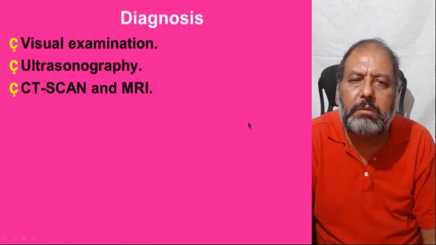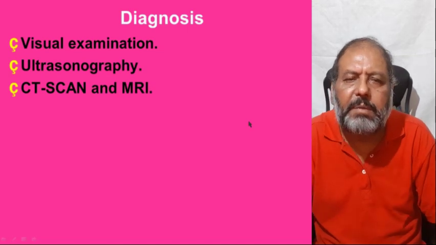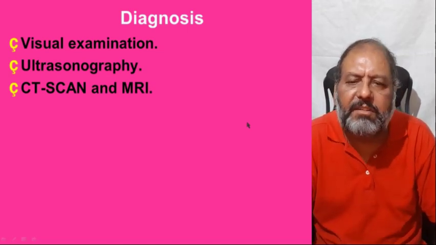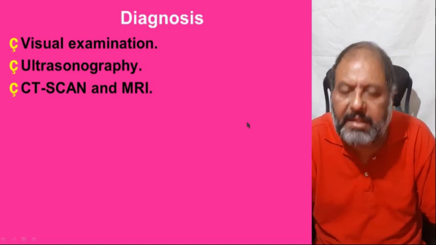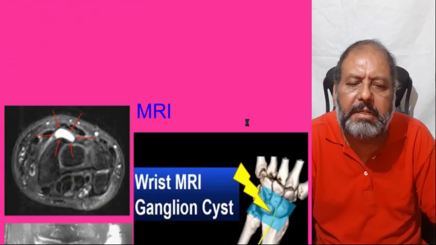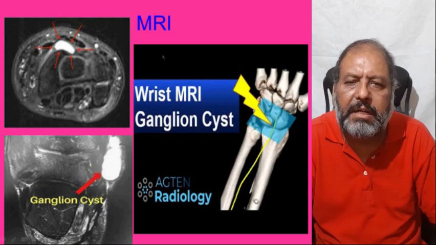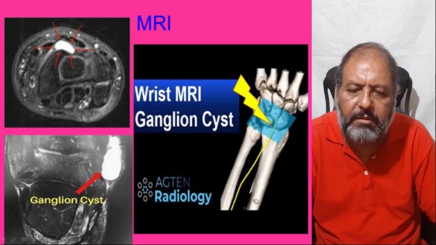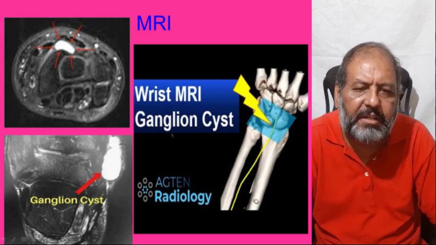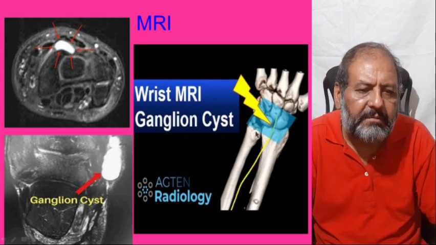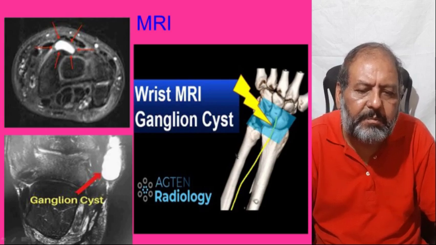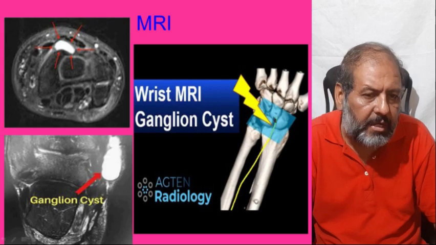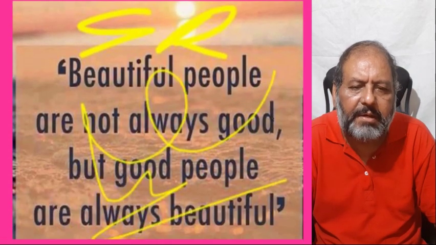Now, how to diagnose? That is by visual examination, by ultrasonography, and by CT scan and MRI that can help to confirm your diagnosis. So here one can see in the MRI the ganglion cyst. Here again on MRI the ganglion cyst can be seen, and the wrist ganglion cyst can be seen by the radiology of this joint and the hand by MRI.